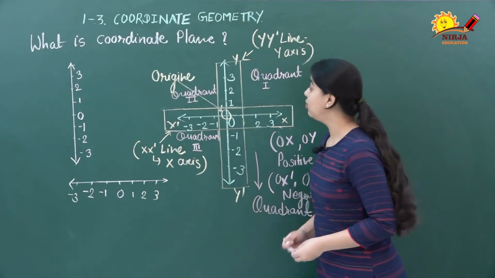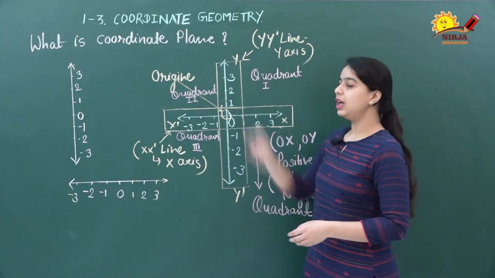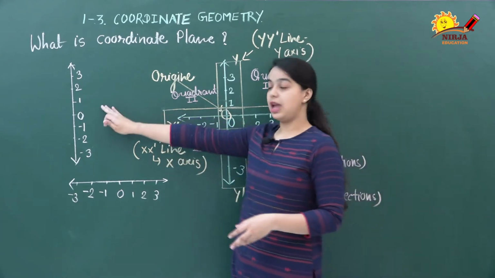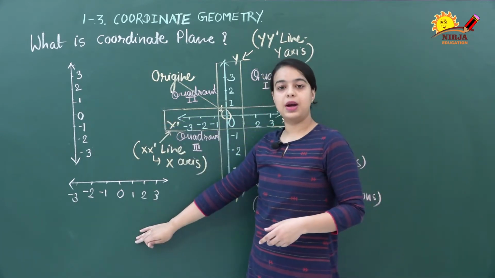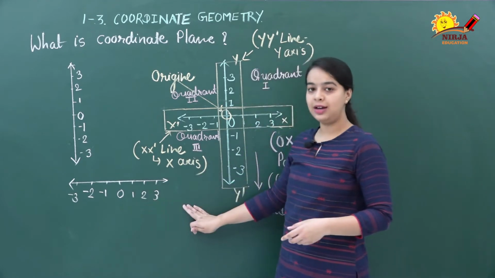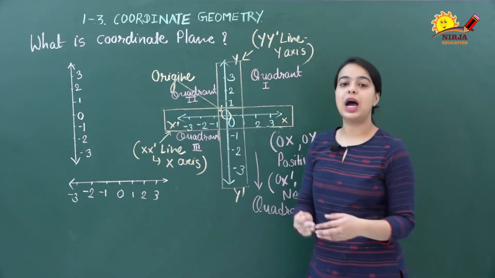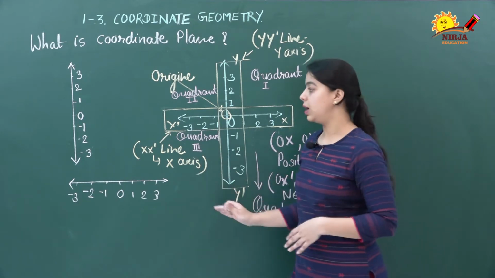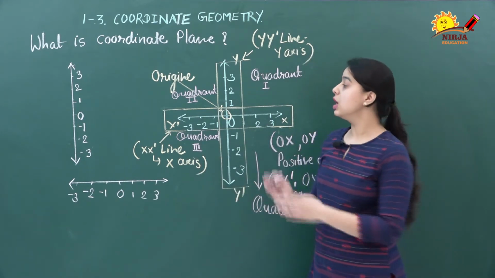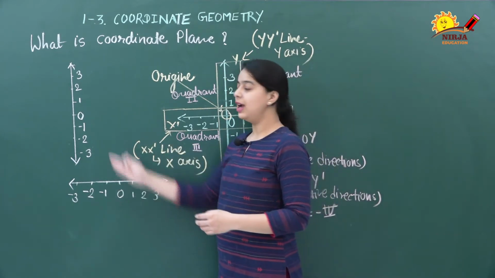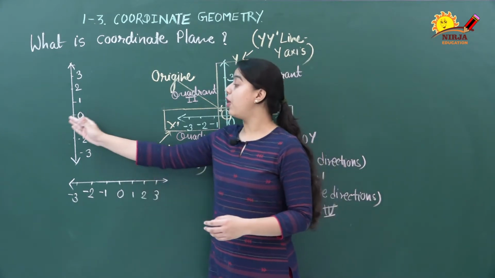So now let's see what is coordinate plane. In your earlier classes, you all have studied number line, right? As you can see here, I have taken 2 number lines. One is horizontal number line and another one is vertical number line, and you all know how to locate points on number line. Now what we are going to do is, we are going to combine both the number lines, that means horizontal number line and vertical number line, at point 0.